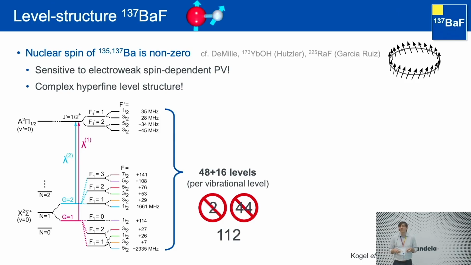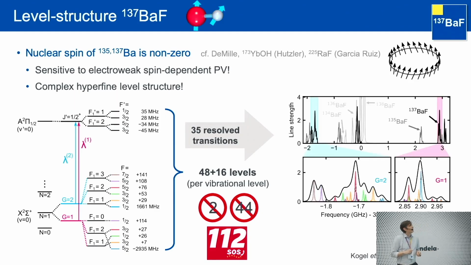There are 48 ground state levels and 16 excited states per vibrational state. So the cycle that we built, which involves one repumper for the experiments here, contains 112 levels, which I can always easily remember, because it makes you want to call the emergency hotline. So here's how the spectrum looks. You see there's a lot of dirty overlap with other isotopologues, and then there's this super messy spectrum here.